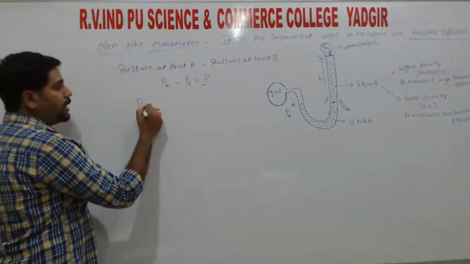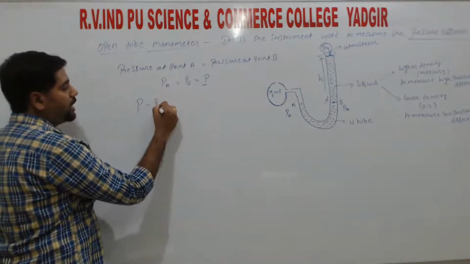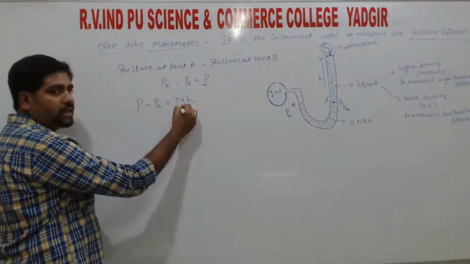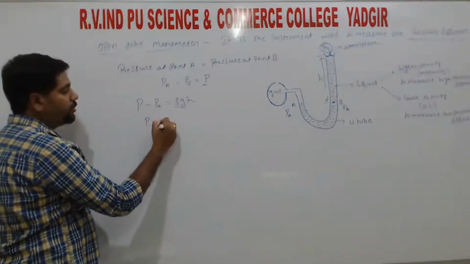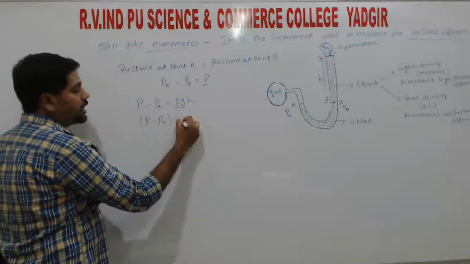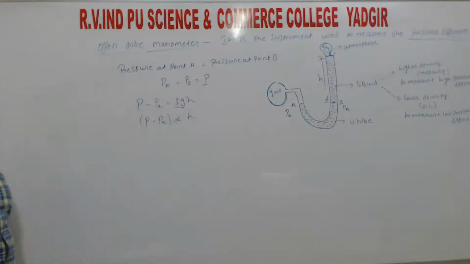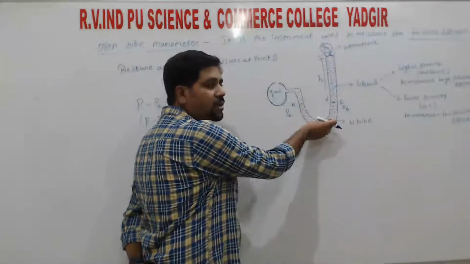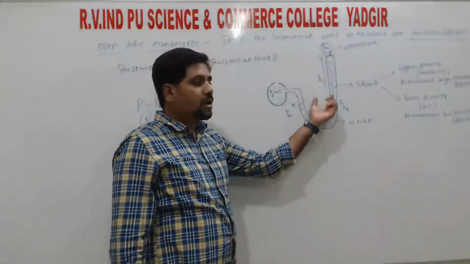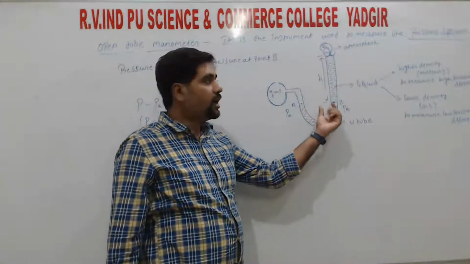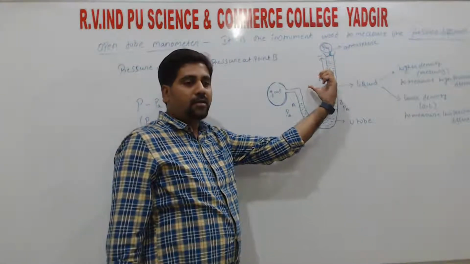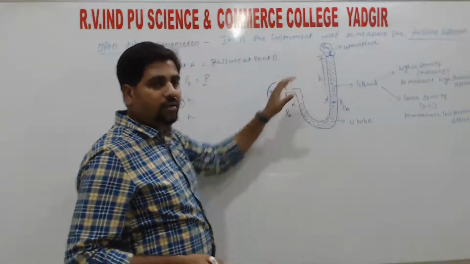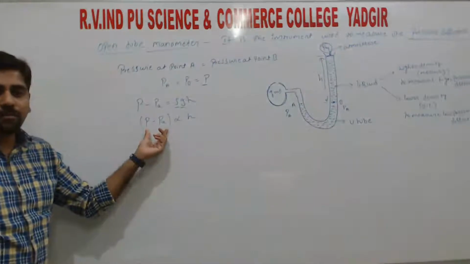Then we can write P minus PA equals rho G H. So rho is constant, G is constant. So from this, P minus PA is directly related with the height of the column. That height depends on the different types of fluid which we are using in the U-tube. Depending on which fluid we use in this tube, the height varies. For some fluids the height is less, for some fluids the height is more. So that varies with the difference in pressure, right?